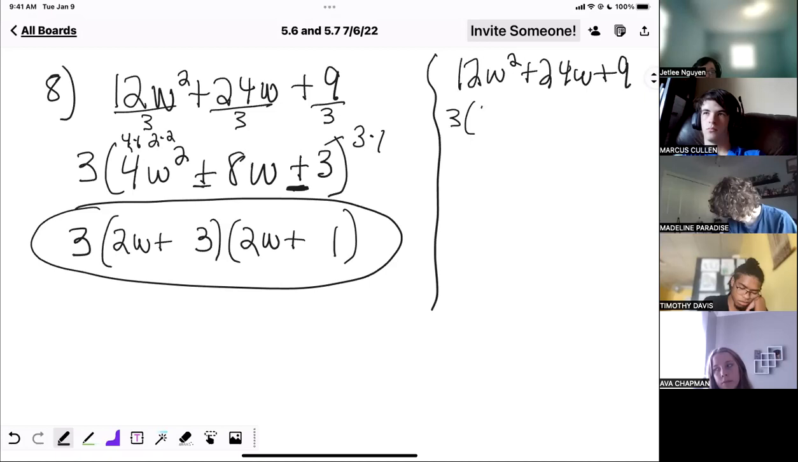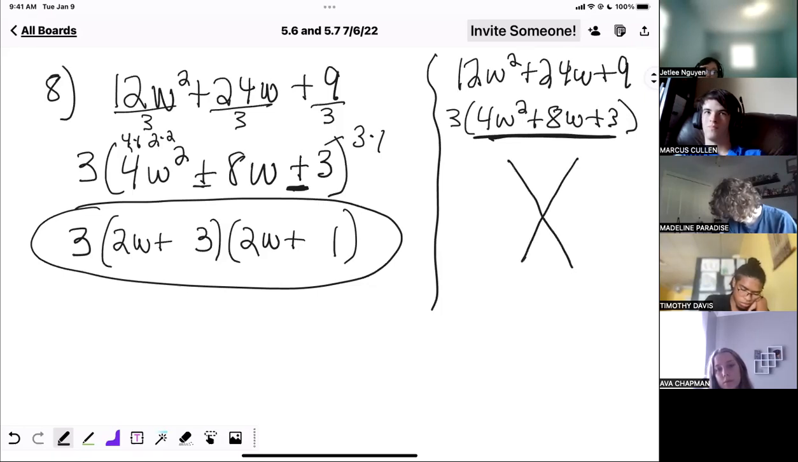3 times 4w squared plus 8w plus 3. And I'm looking at this polynomial only. So I'm going to do it as an X. You can do it as a box. What do you do? You multiply your first and last numbers and put it in the top. You take your middle number and put it on the bottom.